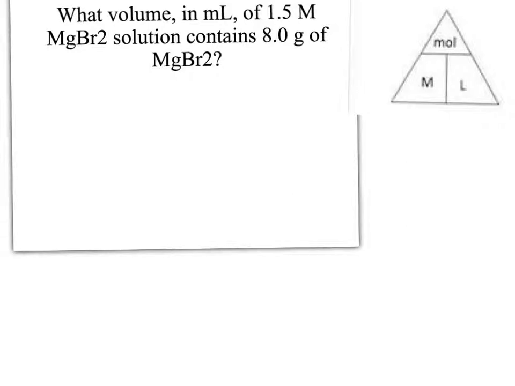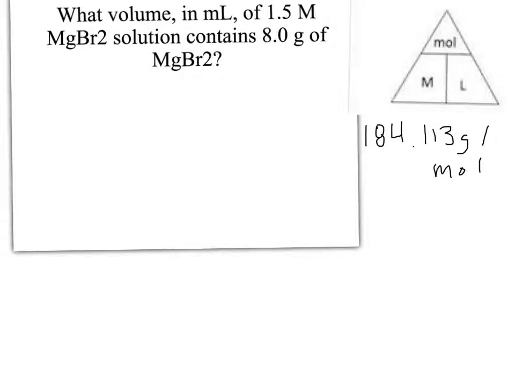All right, we have to find our volume in milliliters. Didn't tell you this, but you always have to figure this out in liters. Always convert to liters. All right, so let's see. We're going to divide our number of moles by molarity. Before we get started, we're going to find the molar mass of magnesium bromide, and that is 184.113 grams per mole.